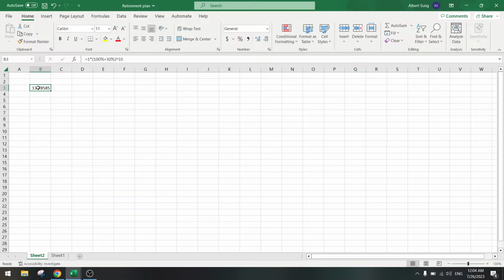So you can actually 10x your money if you can find a dividend stock that pays you 30% per year. Okay, that's a very easy way to retire if you have enough initial capital.